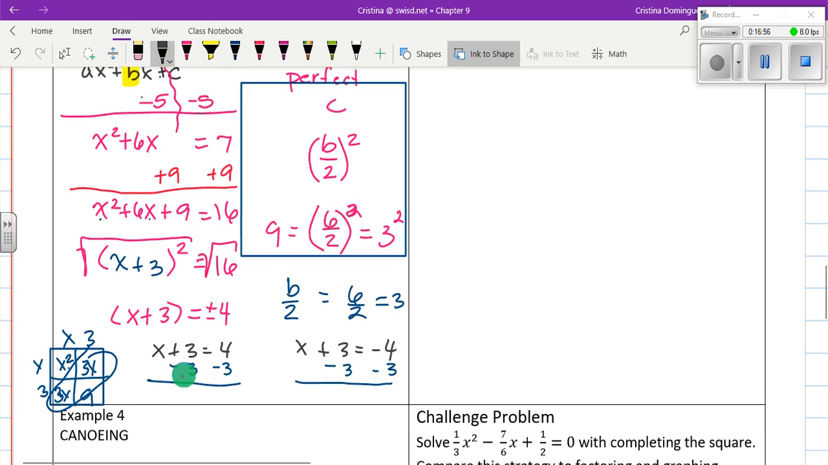Ladies and gentlemen, x will have 2 values. x will equal 1, and x will also equal negative 7. When I write it in a solution set, I use my curly brackets. I put my smallest number first, followed by my next largest number. Ladies and gentlemen, this is the solution for this particular quadratic.